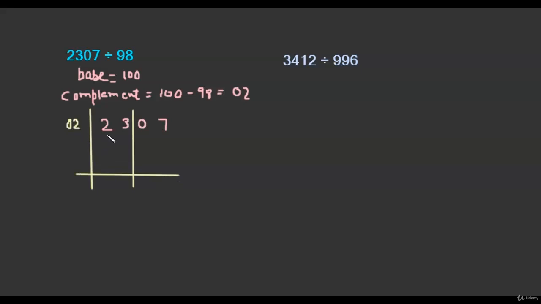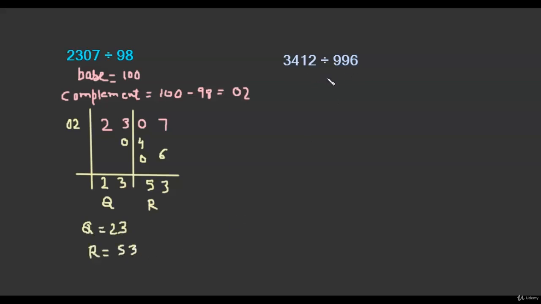Write the complement over here. Now we copy the first digit of the number as it is, 2, and multiply this 2 by the complement. So this becomes 04, and we write 04 below the next 2 digits. Again we multiply 3 by the complement 02. So the result is 06, and we write it below the next 2 dividend digits. By adding these numbers we get 53. So this is the quotient and this is the remainder. So the quotient is 23 and the remainder is 53.